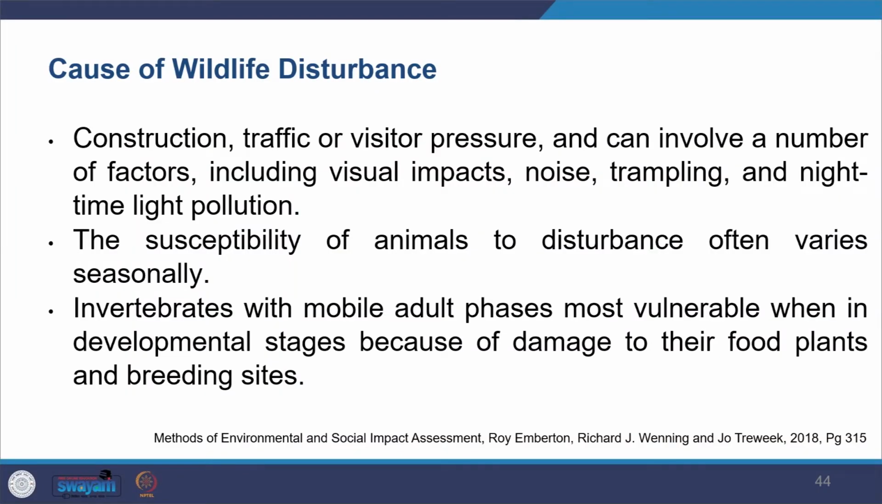Looking into the wildlife disturbances, you see the primary cause of that is construction, traffic, or visitor pressure, and then there can be other things also. You can also have visual impact. There's noise. There is people's movement, frequent movements, people walking around, and then there can also be light pollution. So those kinds of things can happen, and animals can be susceptible to these disturbances, and especially such problems can be more severe in times of breeding periods.